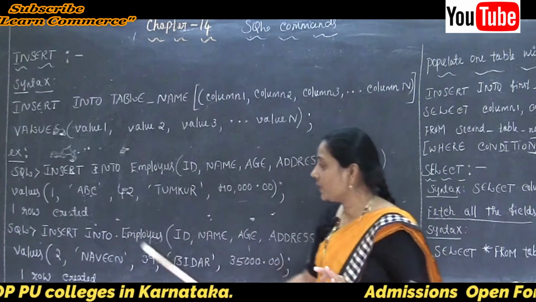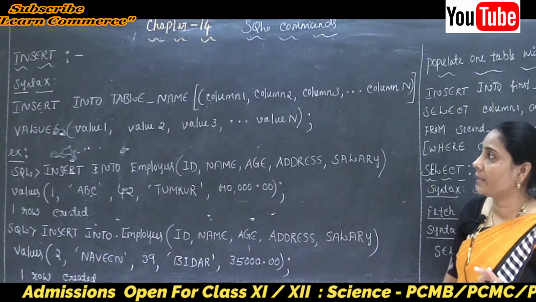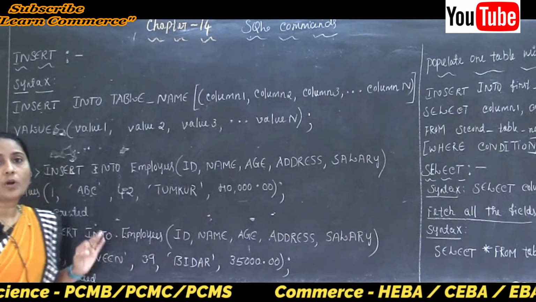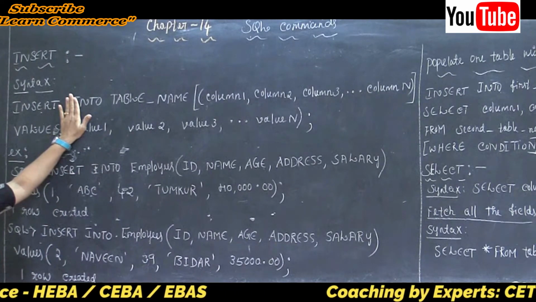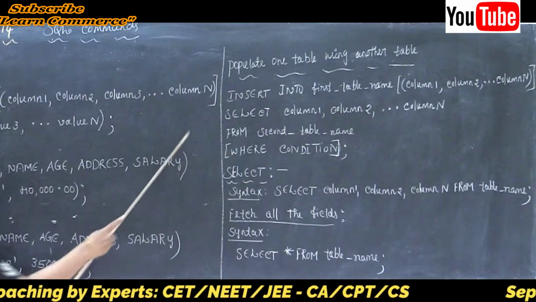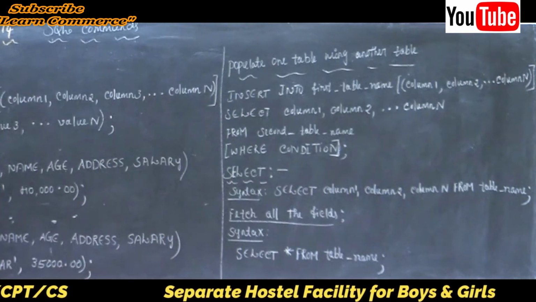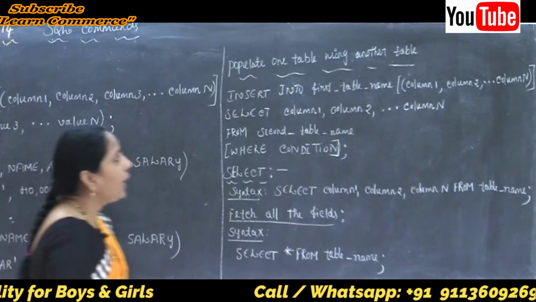Okay, so this is the first syntax of our insert into table_name. And after completing the first syntax, because we know that in our insert into statement there are two basic syntaxes, now let's see the second syntax. The second syntax is about populating one table using another table. Now what's the meaning of populating one table using another table?